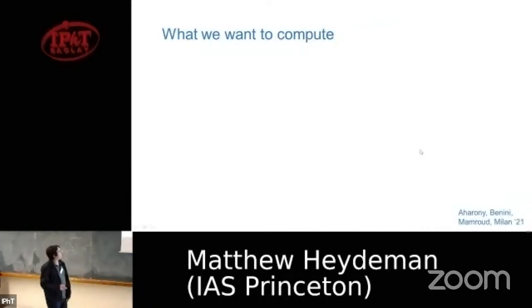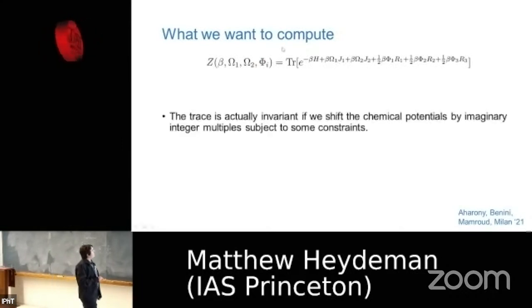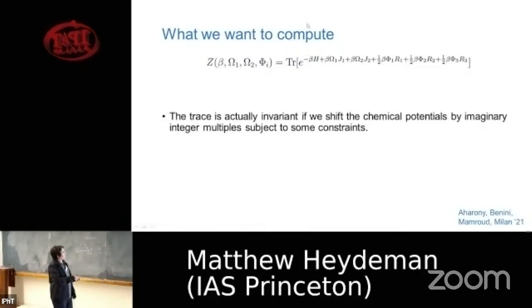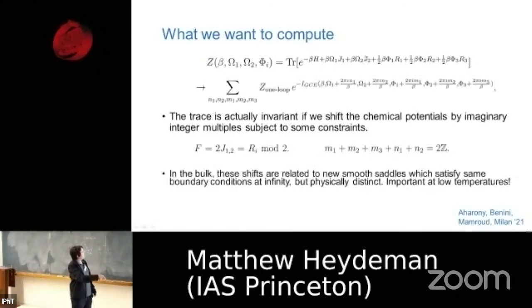So I'll say now what we want to compute. We want to compute Z. Now, when we write the trace with e to all these chemical potentials, this trace is actually invariant if we shift the chemical potentials by some imaginary integer multiples, as long as they satisfy some linear constraint. That's just an accident of writing the trace with potentials. So whatever we compute, we want this to be shift invariant. Shifts by these, beta omega-1 plus i n1 over beta, these kinds of shifts here.